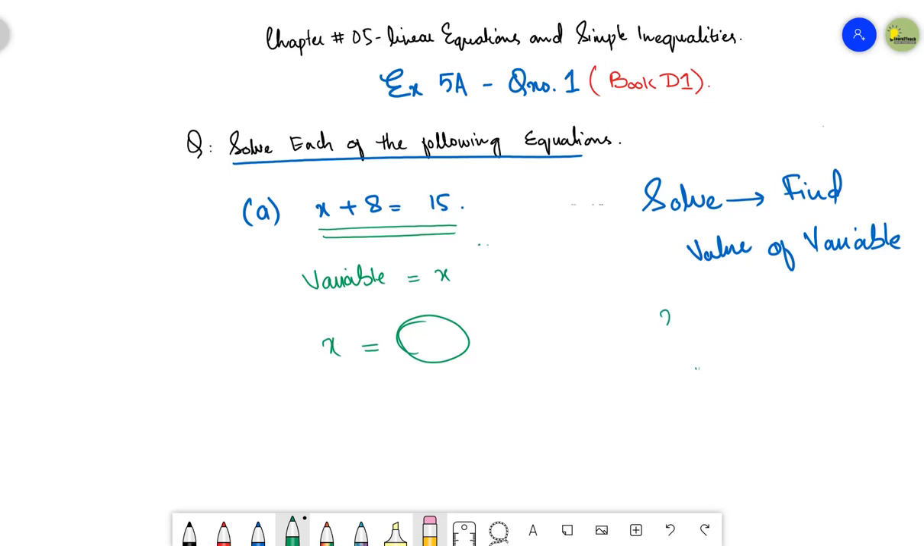It can be x equals to 12. It can be x equals to 10. It can be x equals to 1 upon 2. It can be x equals to 1.5. Anything. There must be a numeric value that you can equate with x. This is what we call solving an equation. It means that you need to find out the value of the variable that is present in your equation.